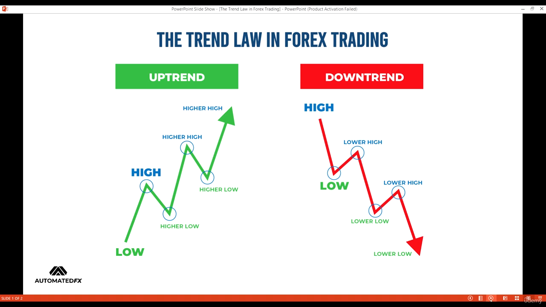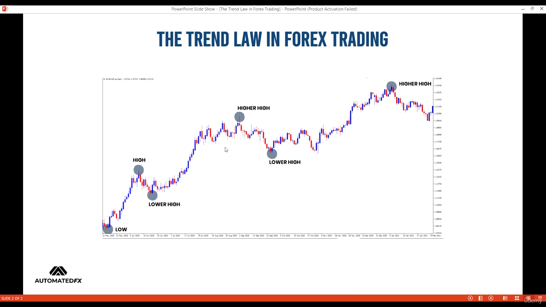And now we are also going to look at examples of this in a real life chart. Just come here and see the next slide. So in this next slide, we have an example of how a trend might play out in real life. We have the low here, then we have the high, and we have the lower high, which is higher than this low. Then we have the higher high, which is higher than this high. Then we have a lower high, which is higher than the two last lows. And we have a higher high, which is higher than the two last highs. And then we have a lower high again here.